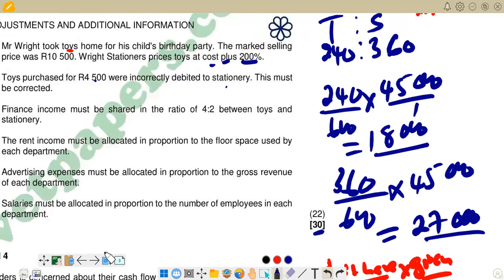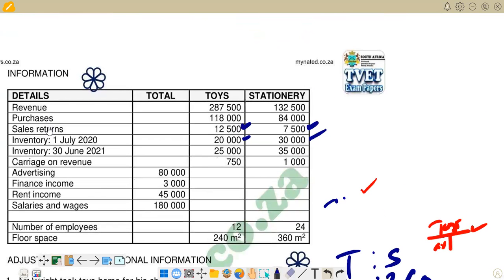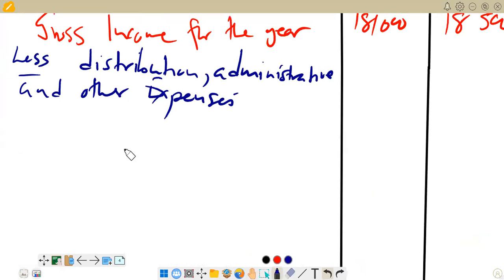What other expenses do we have? So we can go back to the list of balances that we have there. If you go down from revenue, we'll be trying to identify the other expenses that we have. You'd see that the first one that we're going to pick there is carriage on revenue. And it's already apportioned between toys and stationery, 750 for toys, 1,000 for stationery. So we go back and enter that one. Remember, carriage on revenue falls under this section, but carriage on purchases, we are supposed to put it under the calculation for cost of sales in the trading account.